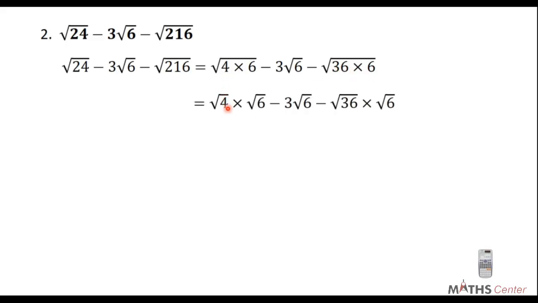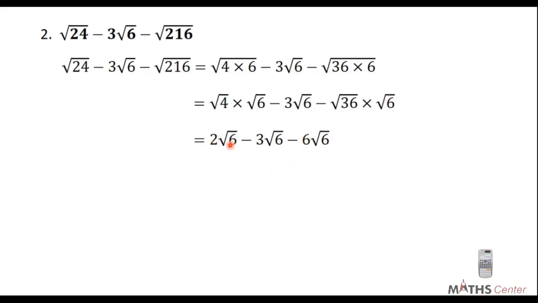So you expand this. We have square root of 4 times square root of 6, minus 3 root 6 minus square root of 36 times square root of 6. Square root of 4 will give us 2, so 2 times root 6 will give us 2 root 6, then minus 3 root 6 minus square root of 36 will give us 6, so 6 times square root of 6 will give us 6 root 6.